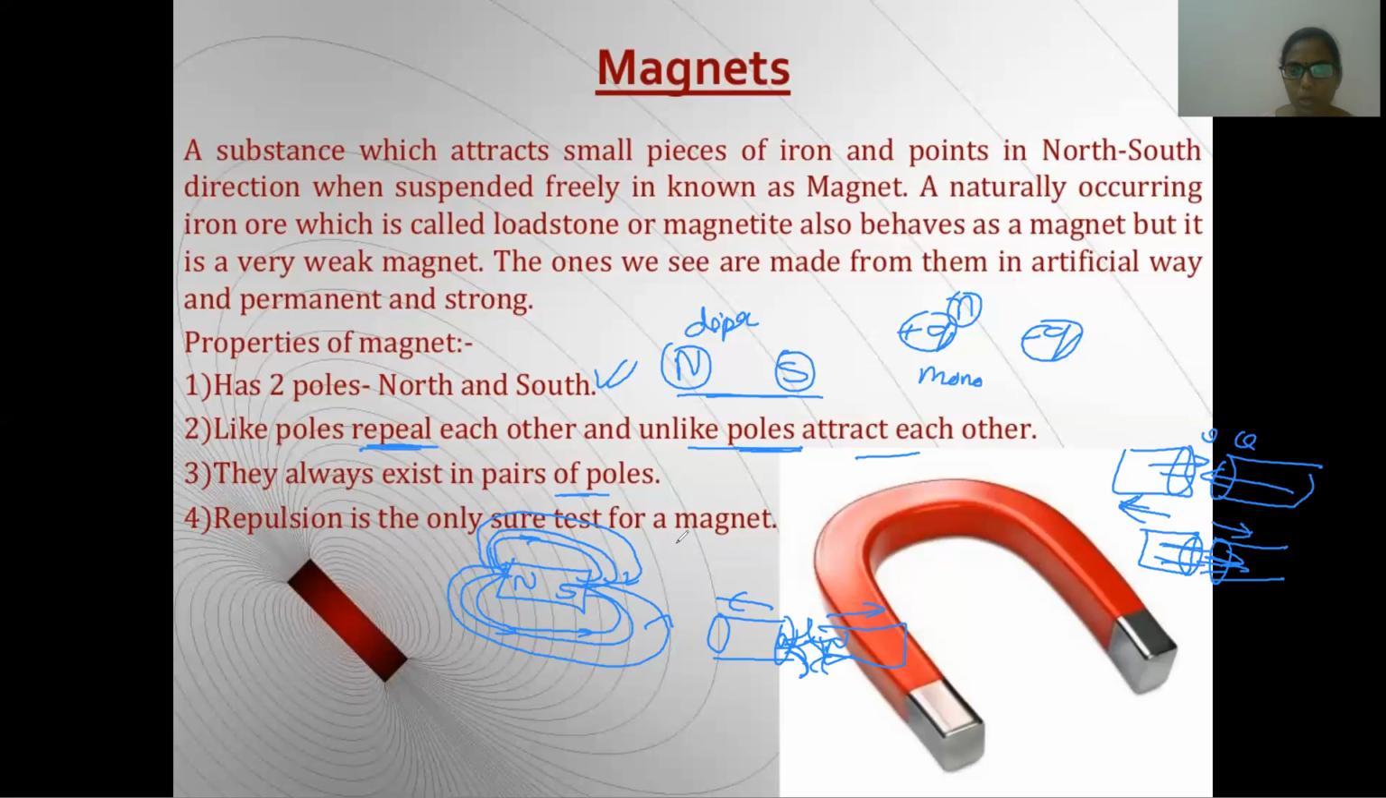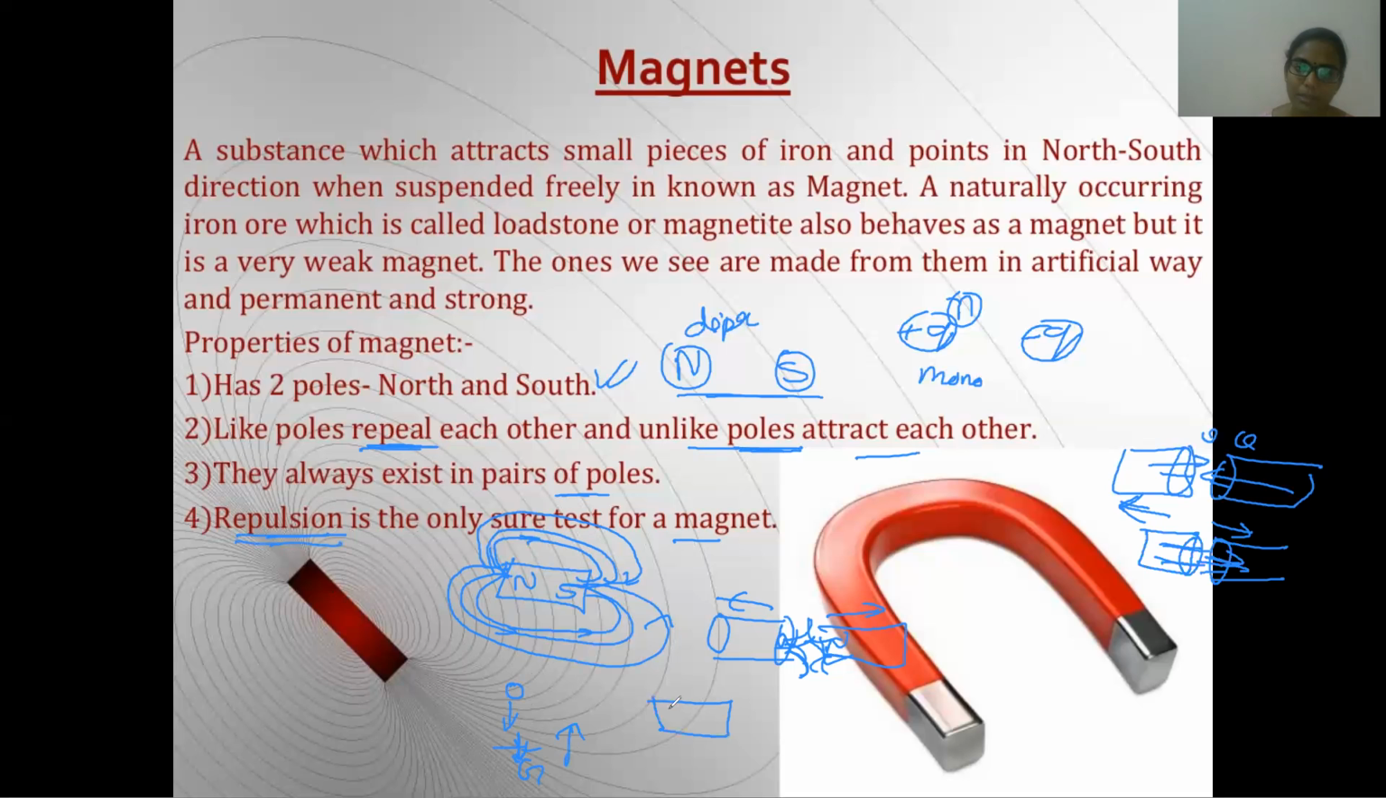Repulsion is the only sure test of a magnet. Why is repulsion the only sure test? Even though it will attract, we cannot take attraction as proof, because if you drop any object, what happens? It will fall towards the earth, right? Earth does not have the repulsion property, but still there is attraction, because of gravitational force. That is why we take repulsion as the sure test.